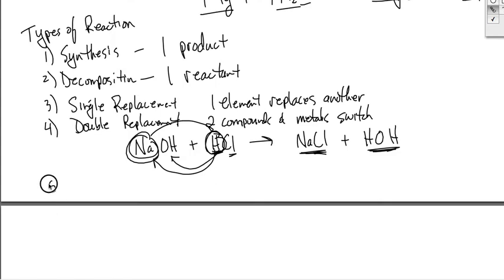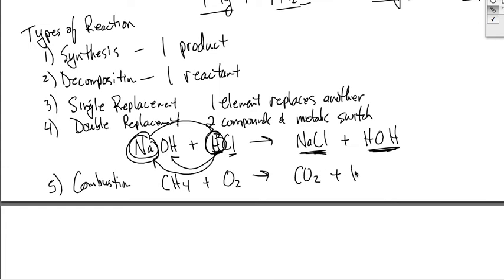And then the fifth type that we talked about was combustion. I think you guys enjoyed the combustion. Okay, and this was a hydrocarbon, like methane has to have carbon and hydrogen in it, and it combines with oxygen, it burns, and it always is going to produce carbon dioxide and water. So you need to know that any hydrocarbon, a hydrocarbon has carbon and hydrogen in it, you burn it in the presence of oxygen, you'll always produce carbon dioxide and water. Okay?